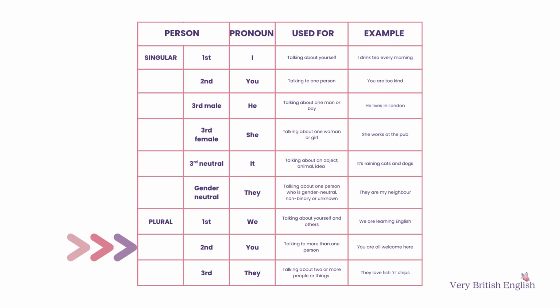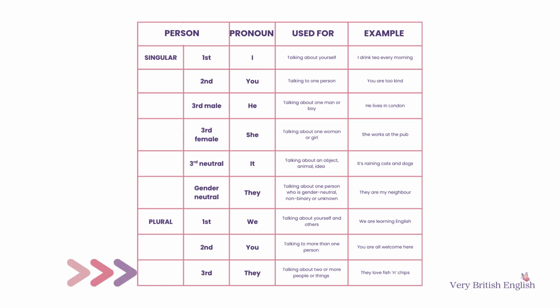The pronoun for second person plural is you. It's used for talking to more than one person. For example, you are all invited to the party. You are all welcome. Yes, you again, but this time you're bringing your friends. In English, you is both singular and plural. Very efficient, don't you think?